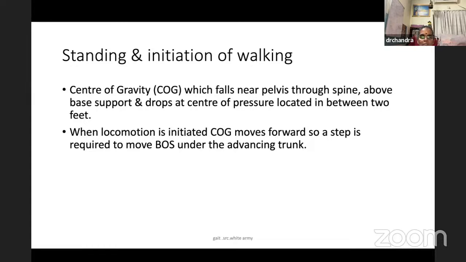And when locomotion starts, when you start moving, the center of gravity shifts forward. So you have to shift along with that the base of support. So only then can you move. When you start locomotion, the center of gravity moves forward. Then the base of support also should move forward. Then only you can move forward. So a step is needed. So the center of gravity has shifted. So I have to take a quick movement so that my base of support also shifts forward.